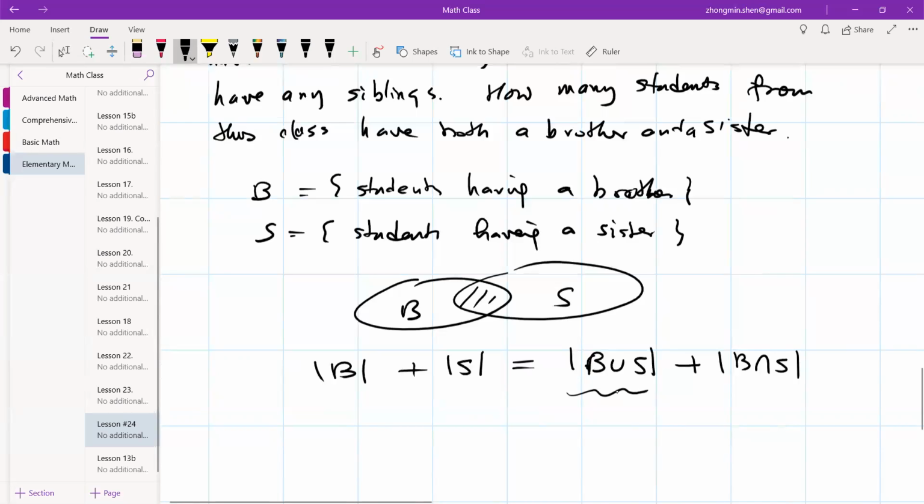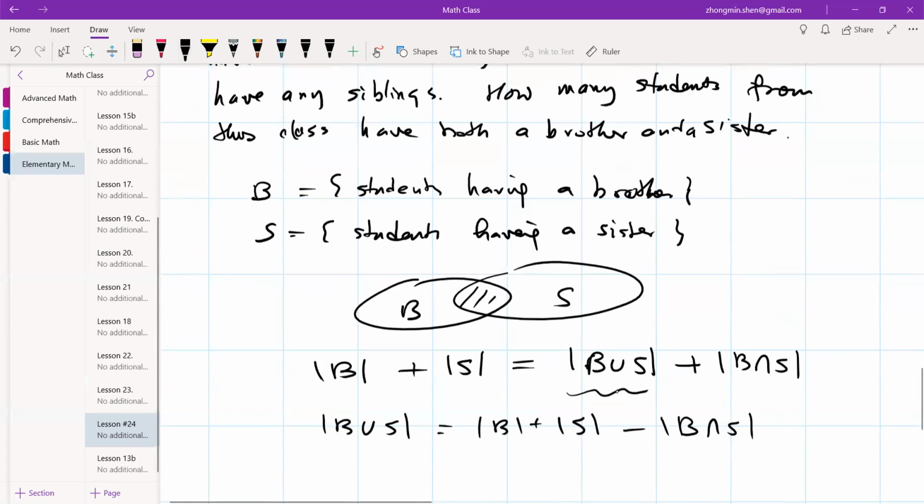Another way you can think about it: if you count the number of students in the union of these two sets, you add the number of students in set B and also add the number of students in set S. But then the students in the intersection part are double counted. So you have to subtract the students in the intersection part.